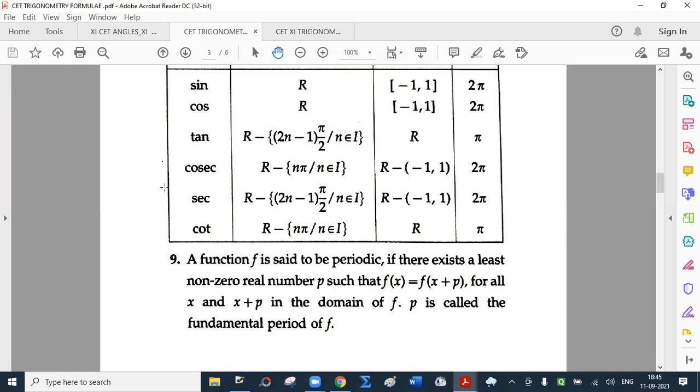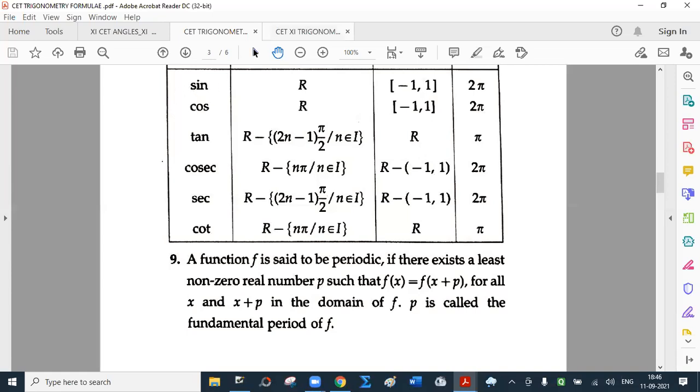For example, sine 0 is 0. Add 2 pi to it, sine 2 pi is 0. So the same values go on repeating after 2 pi. That is why we say that 2 pi is the period of the sine function. So these are the 9 points which you have to remember.